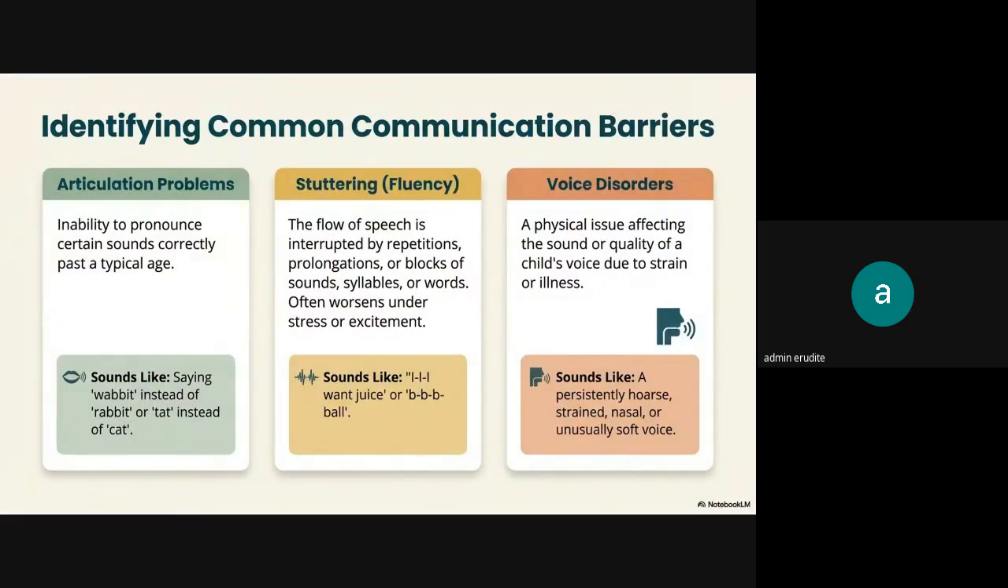Right. Identifying common communication barriers. We are looking at articulation problems. With articulation problems, we can break it into four groups. The first one is substitution. This is where a child will substitute one sound with a different sound. For example, a W instead of an R. So they will say wabbit instead of rabbit.